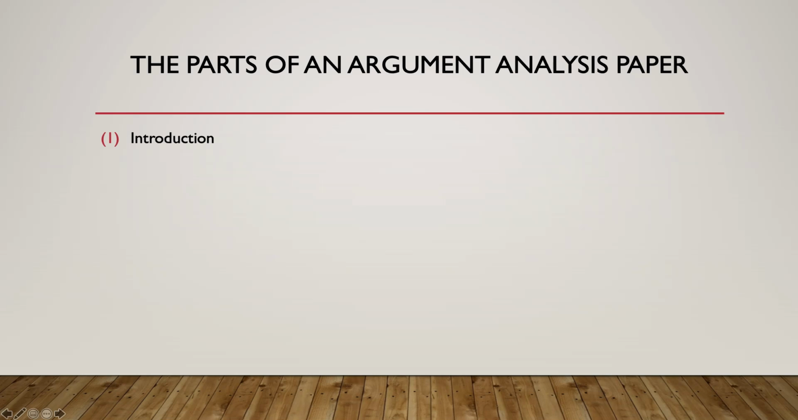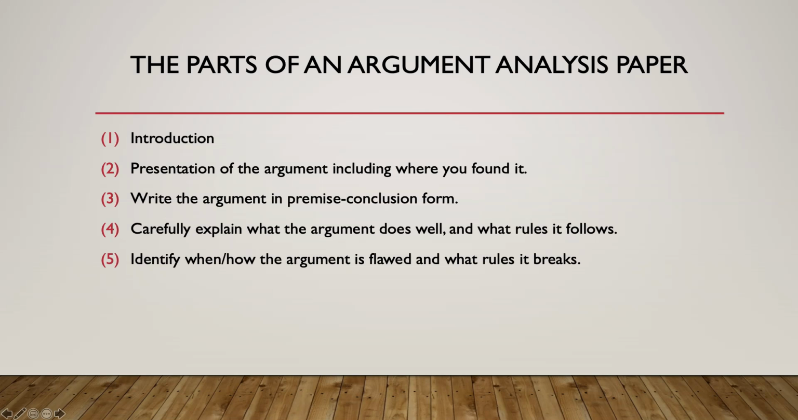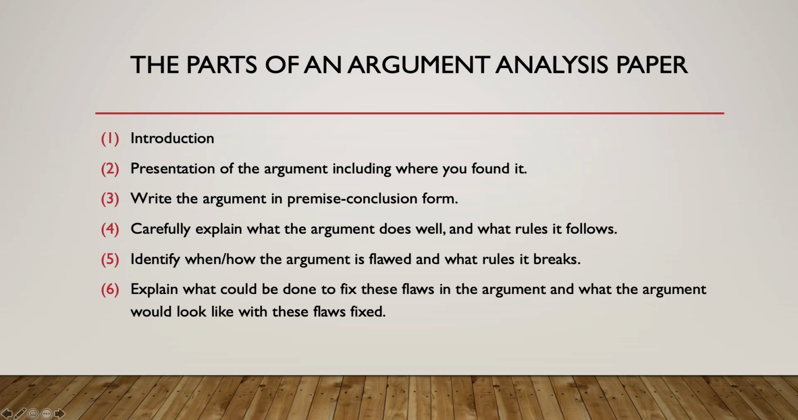We begin with the introduction, then the presentation of the argument, including where it is that you found it. You'll write the argument in premise-conclusion form, carefully explain what the argument does well and what rules it follows, identify when and how the argument's flawed and what rules it breaks, explain what could be done to fix these flaws in the argument and what the argument would look like with these flaws fixed, and then finally the conclusion.